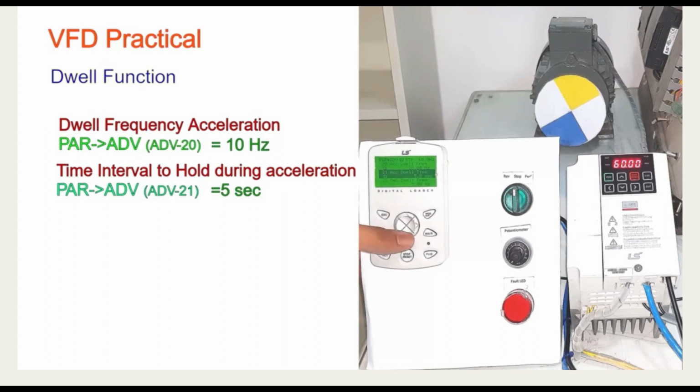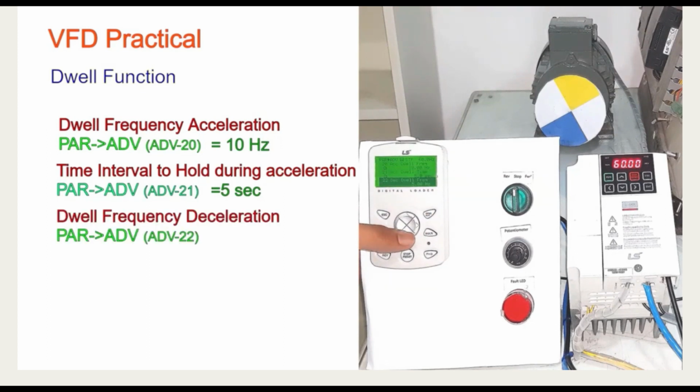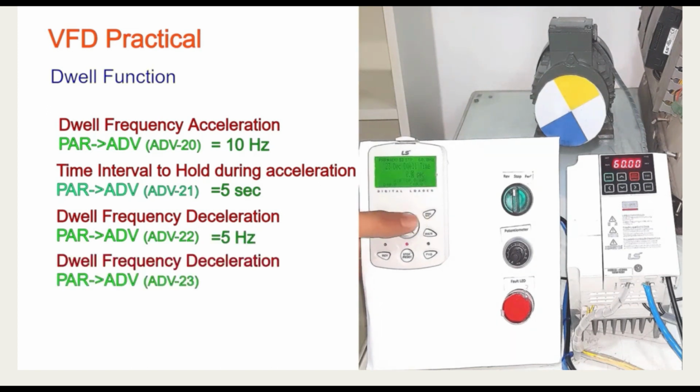Now similar to acceleration, we need to set in deceleration event 2. So I will keep 5 Hz holding frequency during deceleration, and I will set the interval to 3 seconds. Next, I will come out to the main screen.